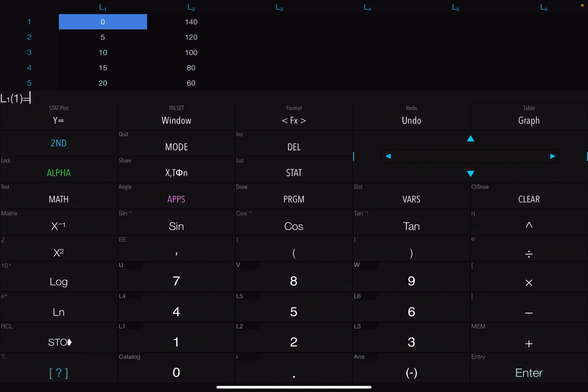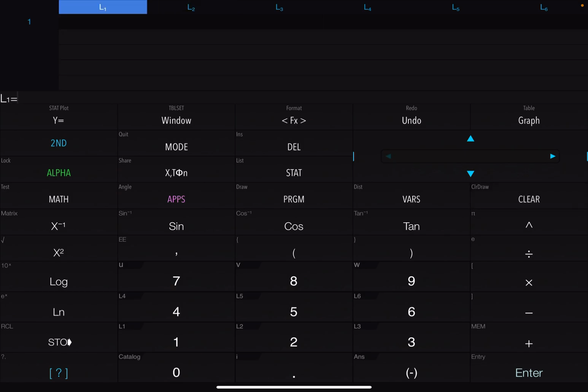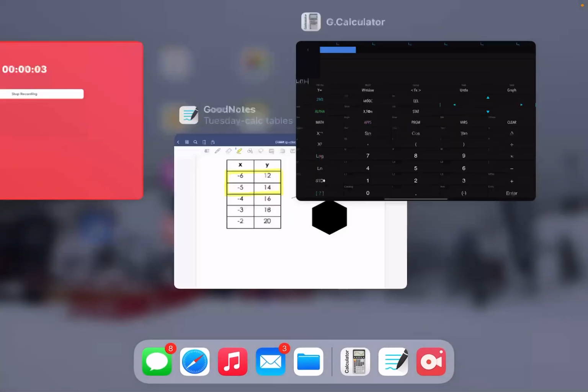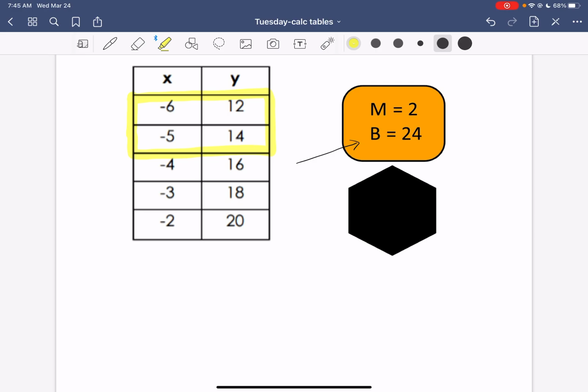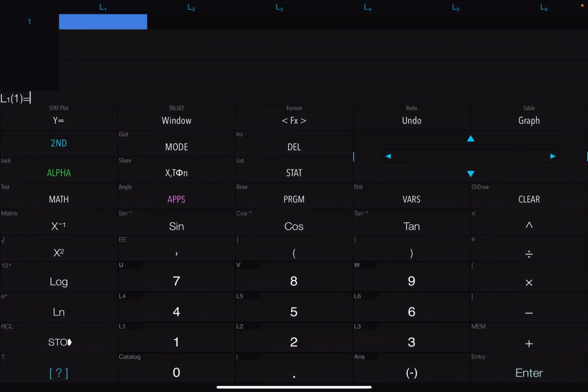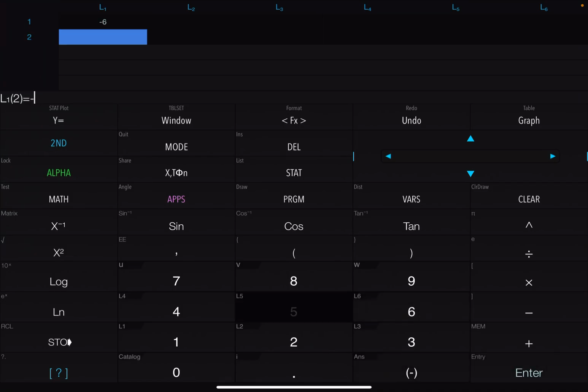If your cursor is in the left column in L1, you'll scroll up so that your cursor is over the L1, and you'll push clear. You may have to push enter on your calculator. So I'm going to clear both lists. Make sure your cursor goes back over to L1 and then scroll down. Now I already forgot my numbers. So our x values are going to be -6 and -5 in that order. So we'll put -6, enter, and -5, enter.